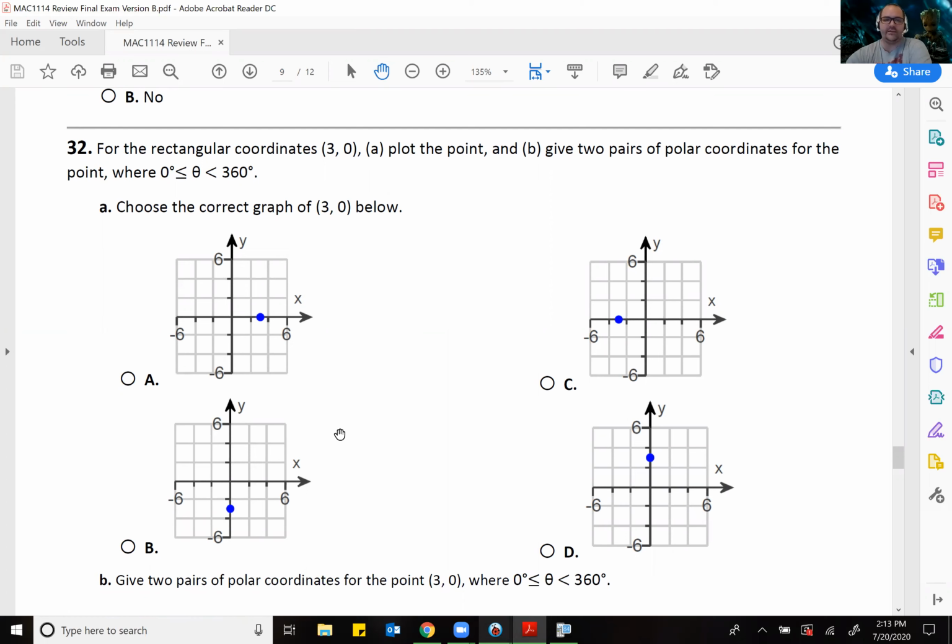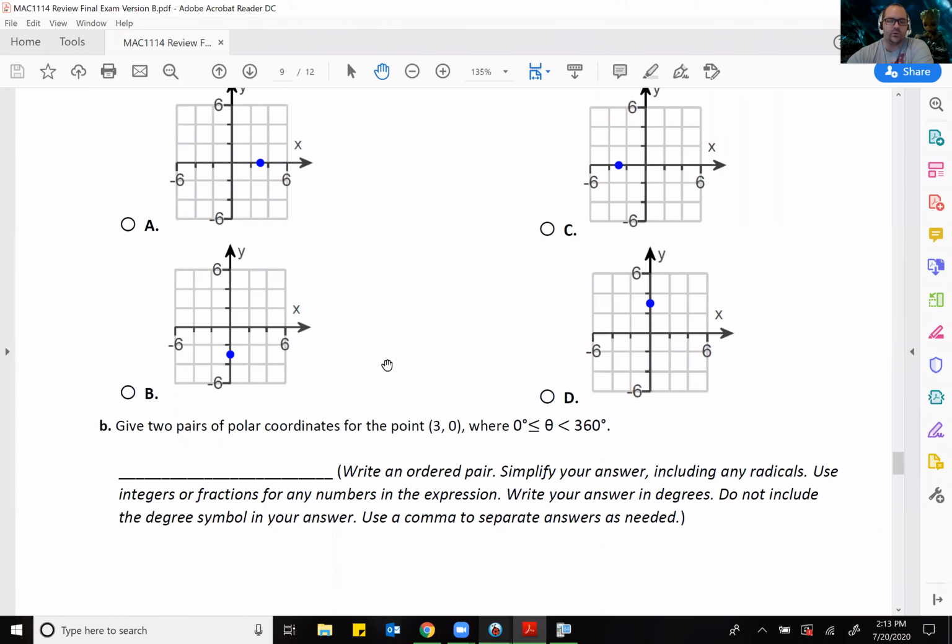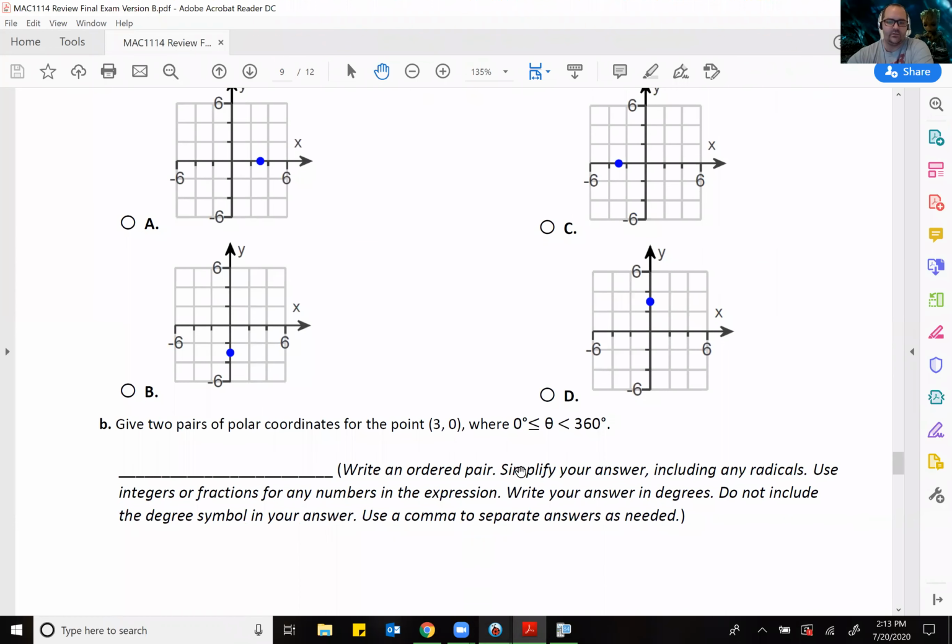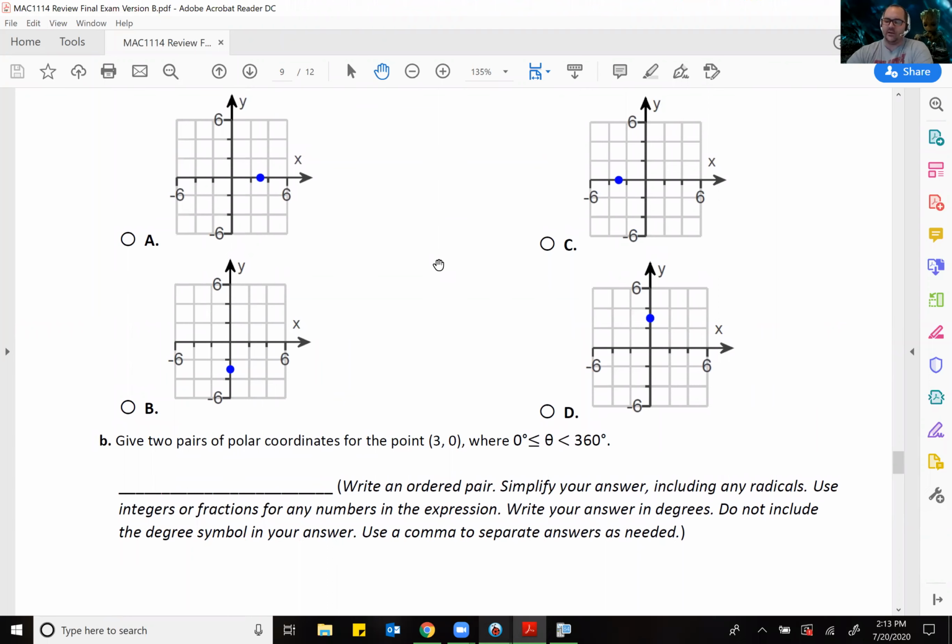So you plotted the point, and now you're going to give 2 pairs of polar coordinates that are between 0 and 360. So the first thing is we got to turn 3, 0 from rectangular into polar.